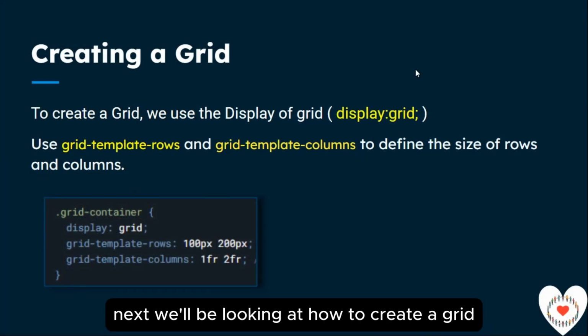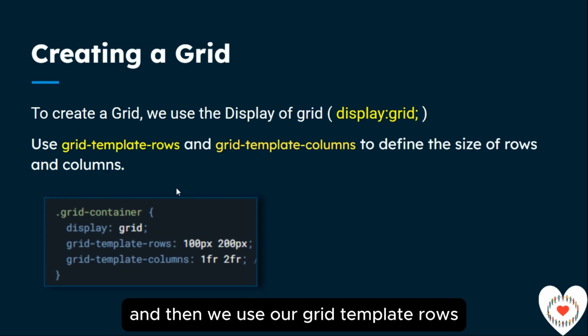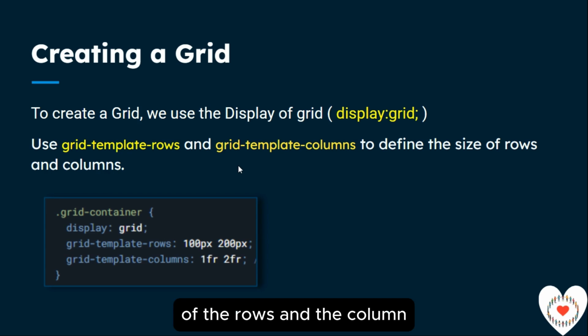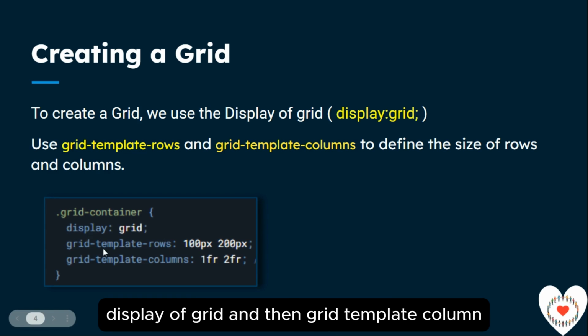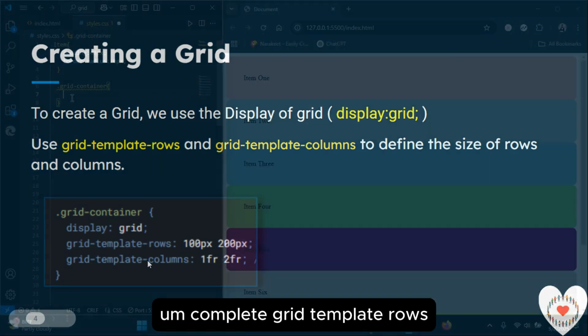Next, we'll be looking at how to create a grid. So we already said we use a display of grid, and then we use our grid-template-rows and grid-template-columns to define the sizes of the rows and the columns, just like we see here. A display of grid and then grid-template-columns, grid-template-rows.